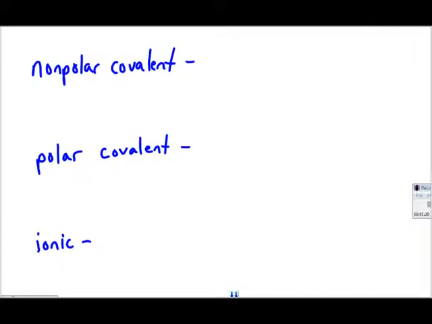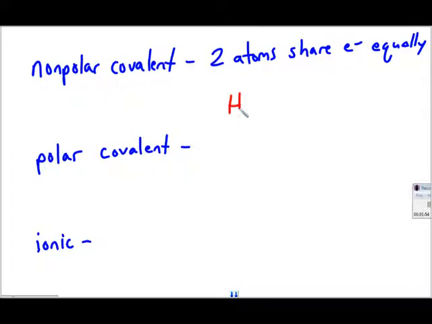There's three types of bonds: nonpolar covalent, polar covalent, and ionic. Nonpolar covalent: covalent means to share, nonpolar means lacking charge. This is where two atoms form a bond and they're sharing the valence electrons equally. Let me give you an example. Hydrogen single bonds with hydrogen. So we have two atoms of hydrogen, each sharing one electron with the other.